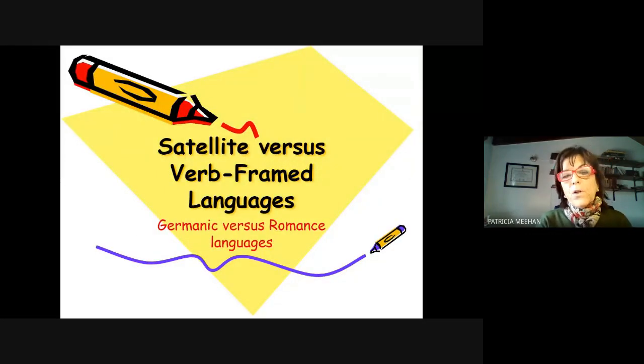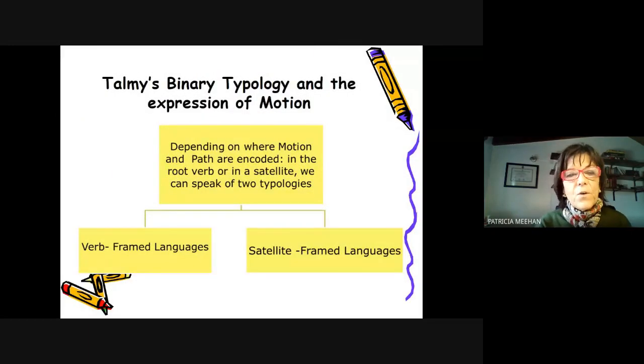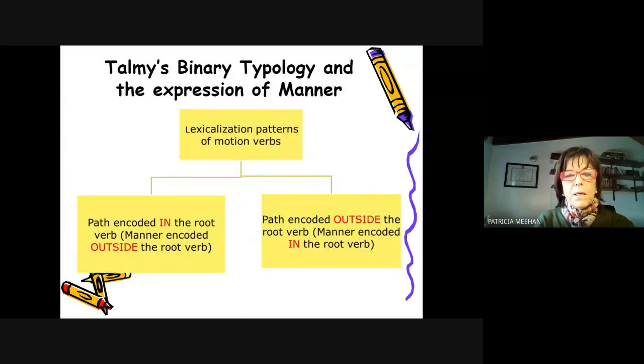Okay, so we go to the basis of this theory, the difference between satellite-framed languages and verb-framed languages. Okay, good. So, one of the most important things for you to know, and I would move on, Sophie.